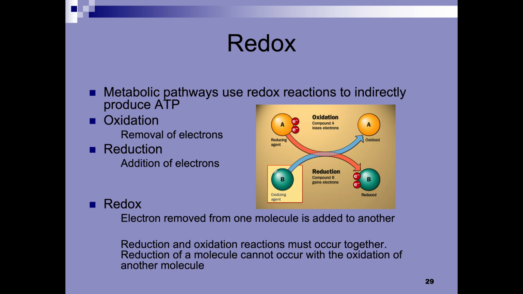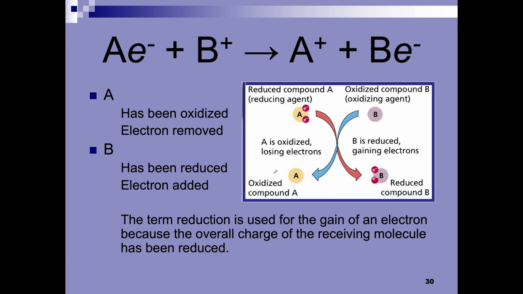By the way, just to clarify, it's called reduction when you're accepting an electron because the charge of the molecule will be reduced by however many electrons are being accepted, because electrons have a negative charge. So in this example, just going through redox again, A has been oxidized, its electron has been removed, and that electron is being accepted by B. So A has been oxidized, but it is called the reducing agent because A is reducing B. B is oxidizing A. So A gets oxidized and B gets reduced.